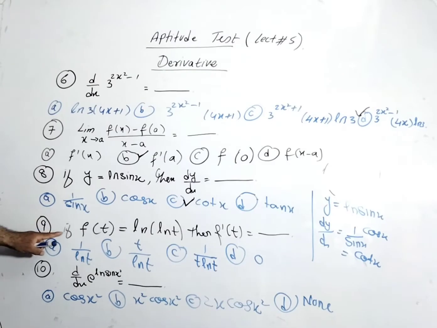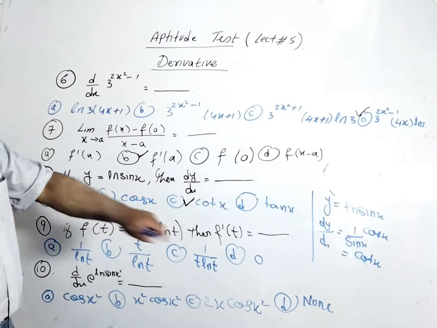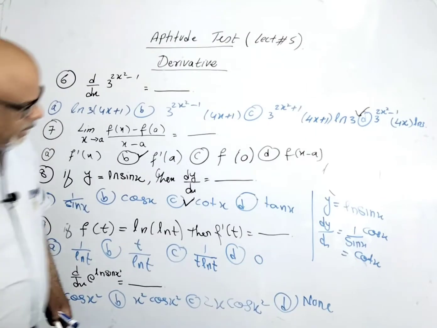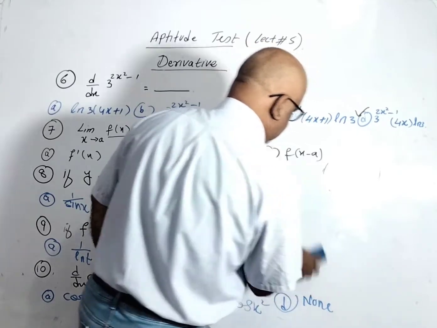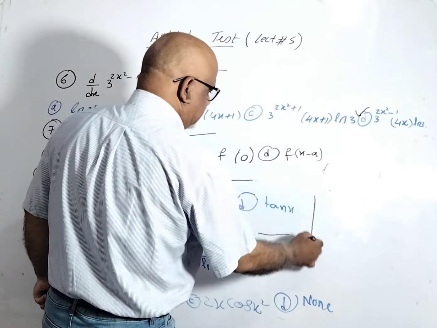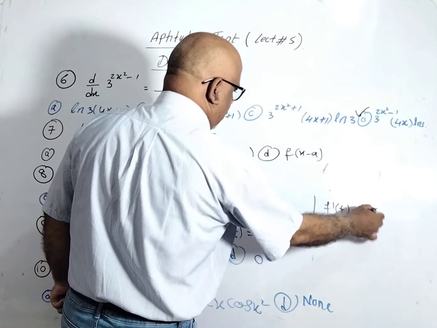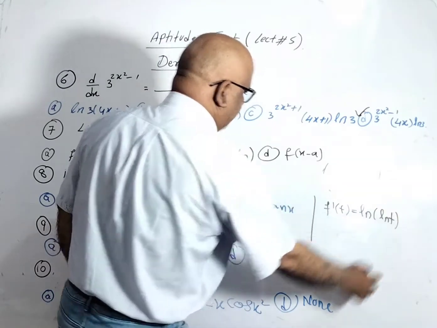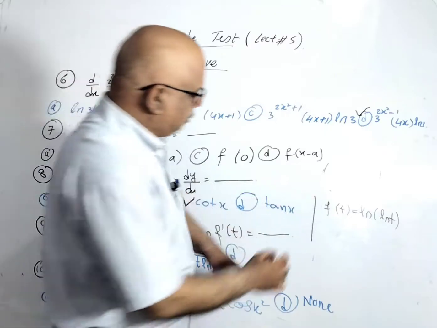Now come to the 9th MCQ here. This is f of t equals ln of ln t. So what do we have to do in this situation here? So this is f prime of t, ln of ln t. Here we have to differentiate with respect to t. So this becomes the prime.